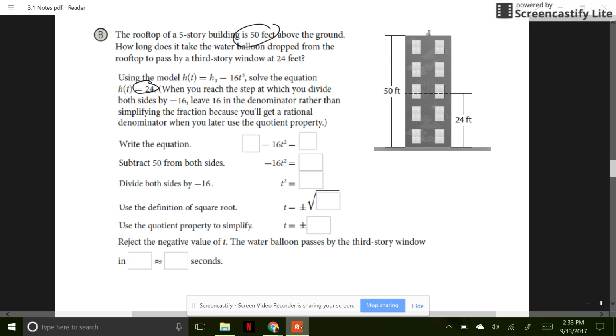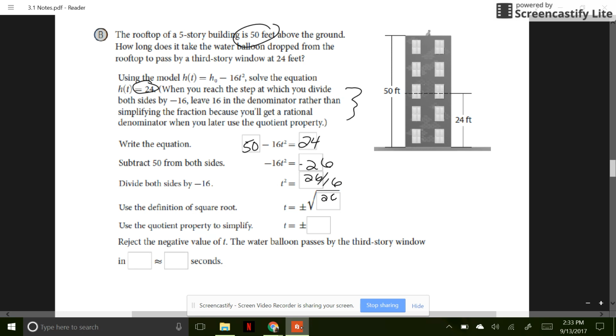So our equation should be our height 0, which is our 50, minus 16t squared equals 24, because that's when we're trying to find how long it took to get to that height. Subtract 50 from both sides to get negative 26, and divide by negative 16 to get 26 over 16. In this case, we're not going to simplify yet. It's actually going to come out to a nice number for us.